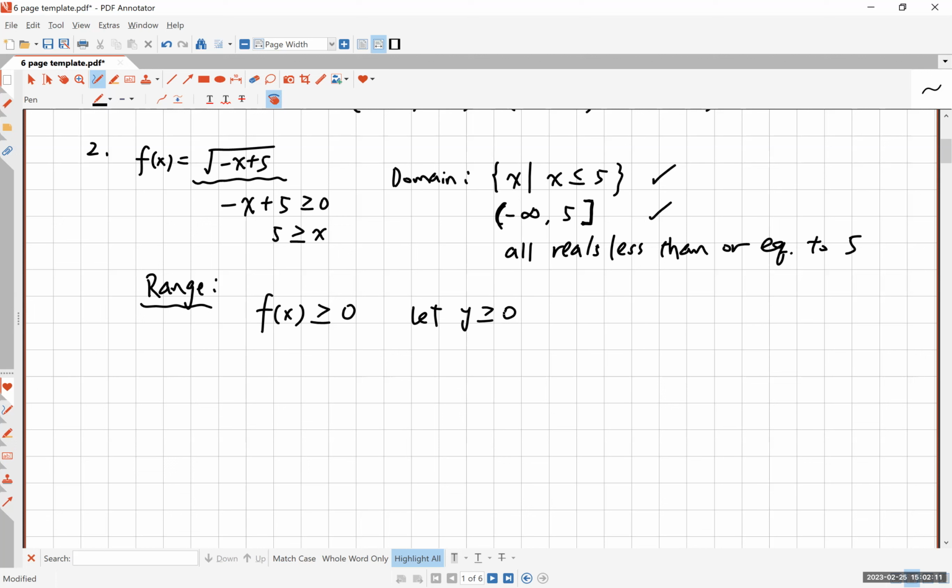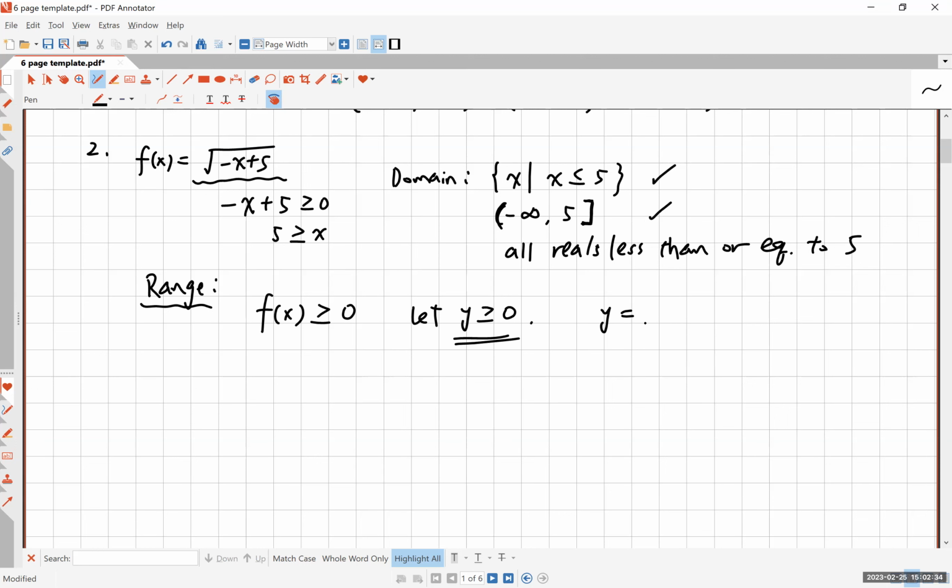The thought process is, if somebody gives you just an arbitrary y value which is not negative, let's say 3 or 3,000 or pi or 2,475,000, can you come up with x such that f of x is that y value? All right, that's the question. And if you can do that, then the range has to be all of these numbers.